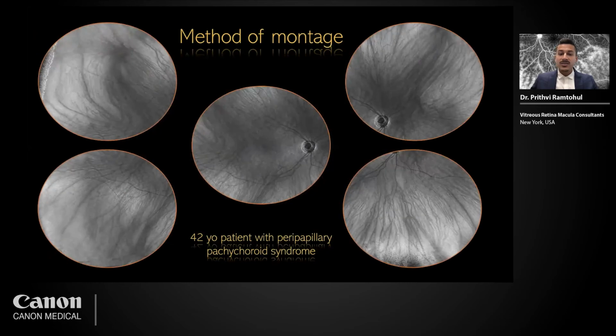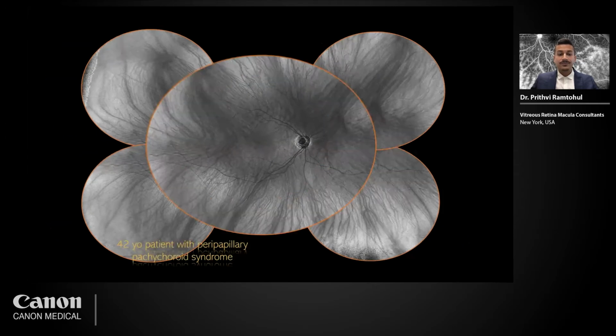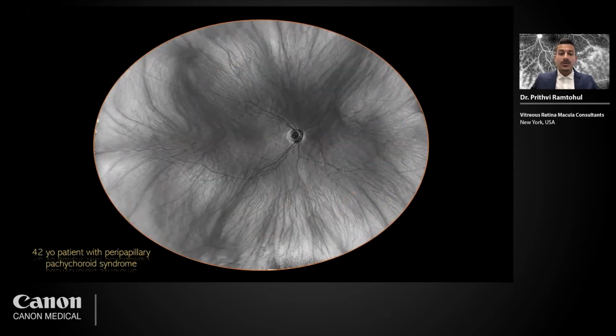So we replicate this imaging processing in patients with pachychoroid diseases. This is a case of peripapillary pachychoroid syndrome. You can see that the choroidal venous congestion is in the supranasal quadrant, and the infranasal vortex vein system is very hypoplasic. To me, this is one of the major advantages of this imaging technique.